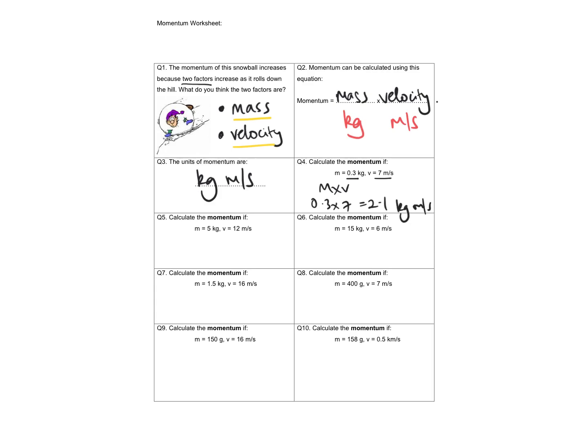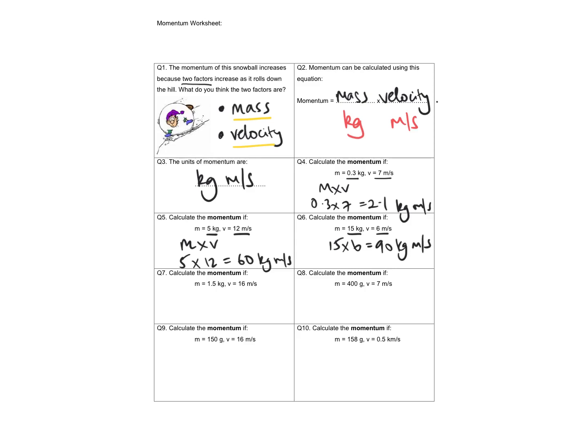For question 5, calculate the momentum if mass equals 5 kilograms, velocity is 12. Like before, momentum equals mass times velocity, so that's 5 times 12, which gives the answer of 60 kilogram meters per second. Question 6 is the same skill, mass times velocity, 15 times 6, which is 90 kilogram meters per second.